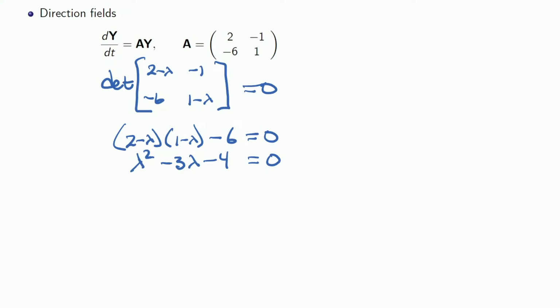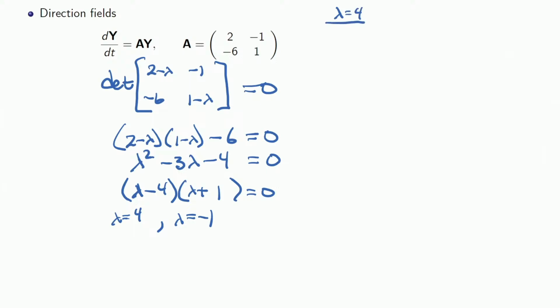So Andrew, were you able to factor this thing? Nice, nice. Product has to equal -4, sum has to equal -3. Perfect. So we've got lambda equals 4 and lambda equals -1. Excellent. Okay, next. You're going to find your eigenvectors. So here you go. I'll just get it set up for you.